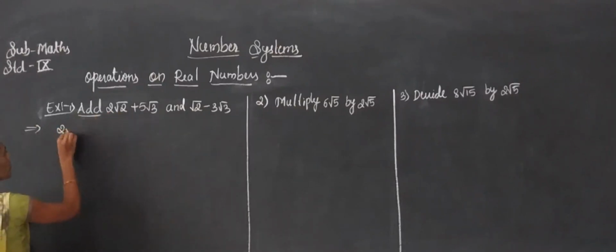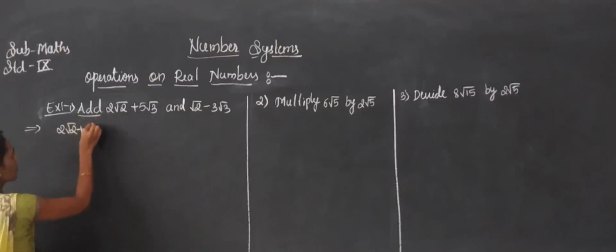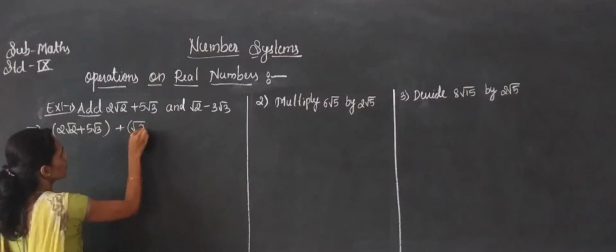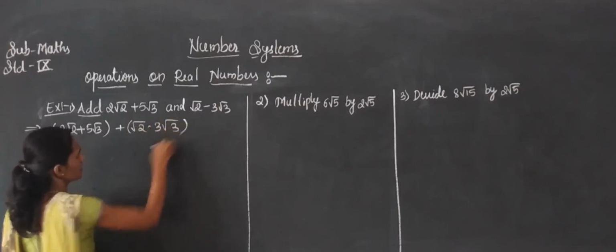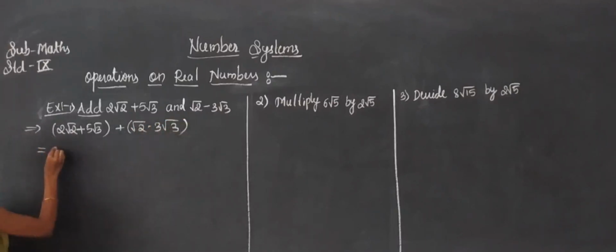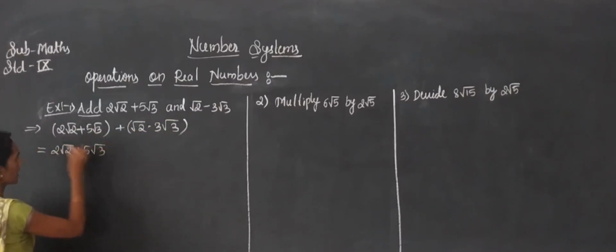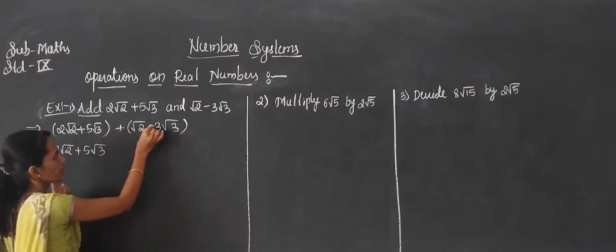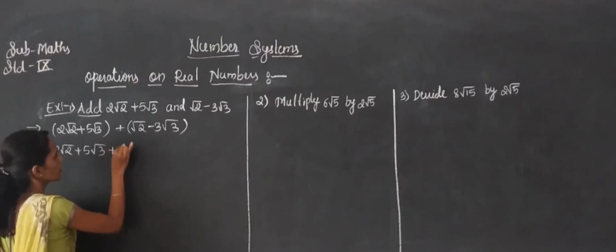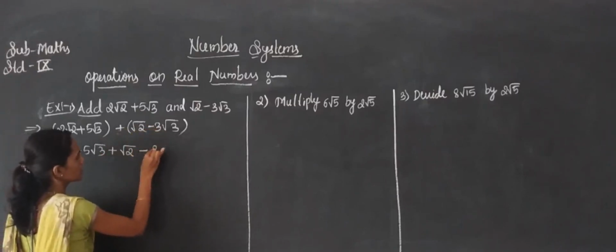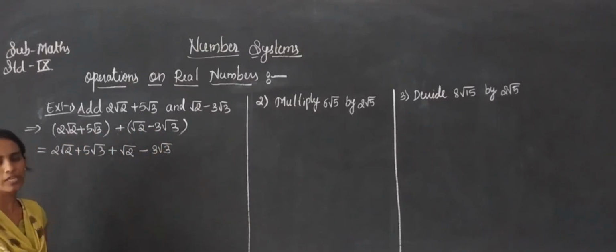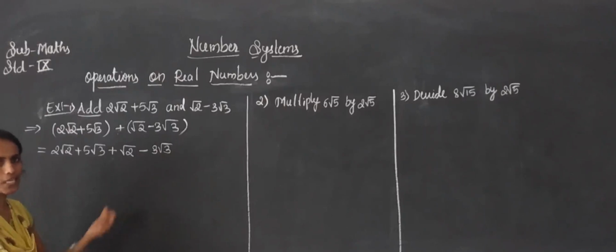So first one is 2 root 2 plus 5 root 3 plus root 2 minus 3 root 3. So remove the brackets here. 2 root 2 plus 5 root 3, because here addition is there. All positive numbers are there. Here positive plus becomes plus, and minus becomes minus only. So plus 2 plus minus 3 root 3. There will be no change because addition is there, meaning signs will never change. If a subtraction is there, the sign will change.